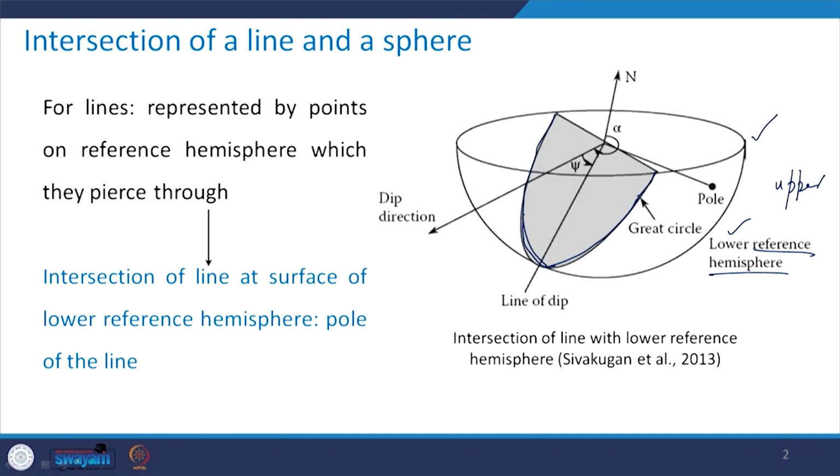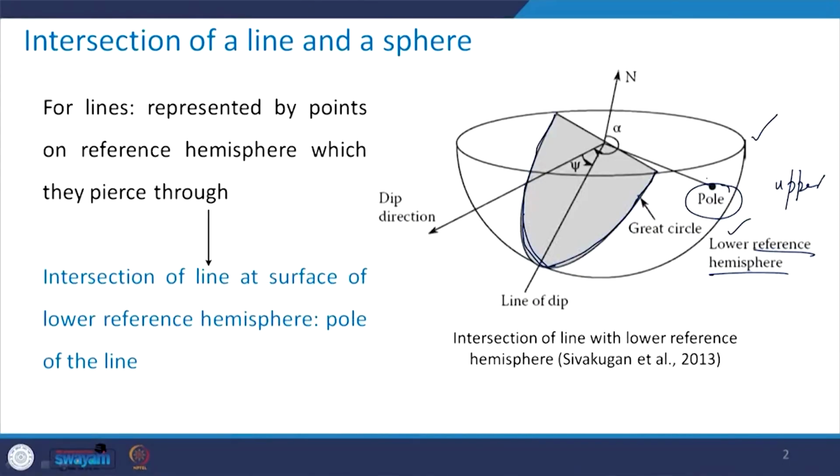So, you see, lines are represented by the points on the reference hemisphere which they pierce through. Just imagine a 3D situation where you have a sphere and there is a line. How will its intersection look? It will not look like a plane, but it will look like a point. That is what we call the pole of a line. So, the intersection of a line with the surface of the lower hemisphere is the pole of the line.